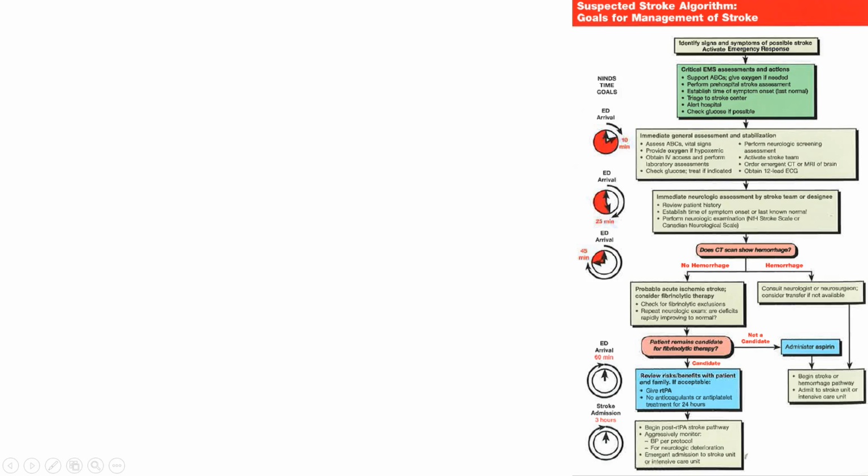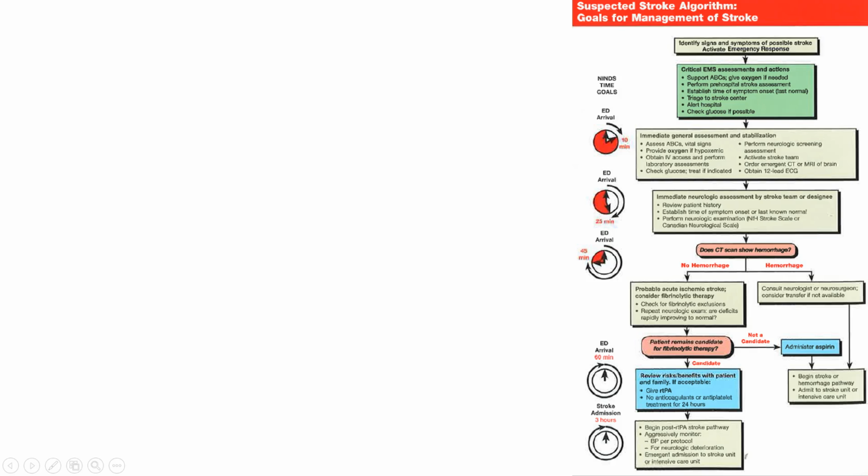It says critical EMS assessments and actions. So first of all, you want to support ABCs. And what they mean by ABCs is airway, breathing, circulation. Make sure their neck and everything is open, and you want to breathe for them, and then you want to pound down on their heart or whatever. Check the ABCs. Give oxygen if it's needed.